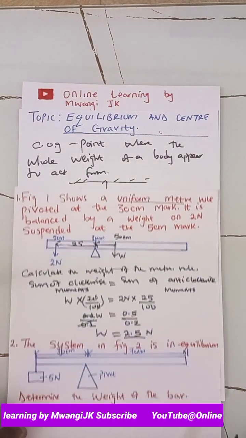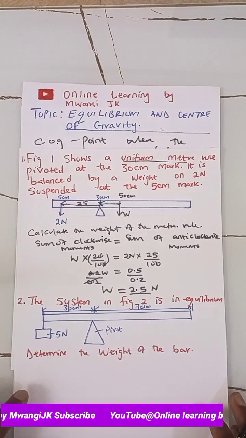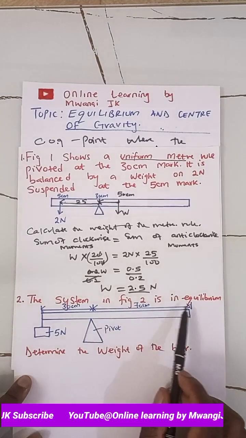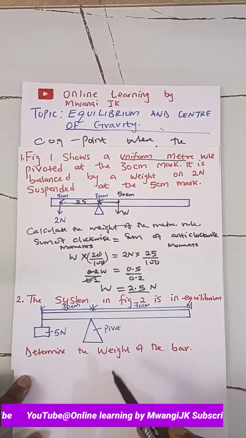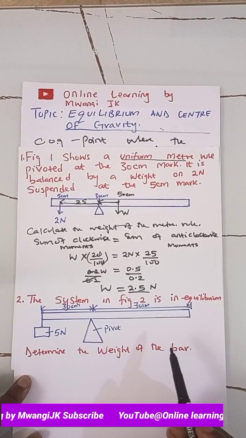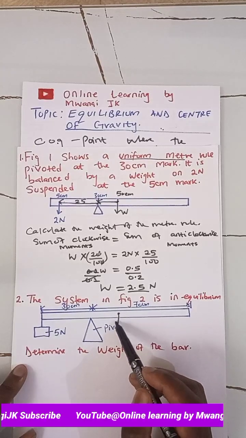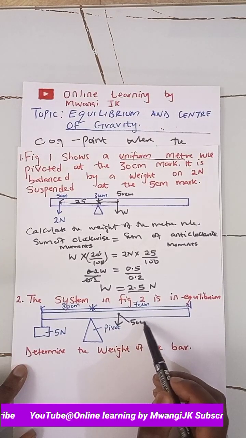So another example, we have one here. The system in Figure 2 is in equilibrium. In equilibrium means it is balanced at the center. Determine the weight of the bar. The weight of the bar acts at the center, so at the 50 centimeter mark.